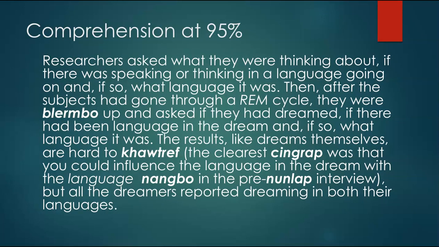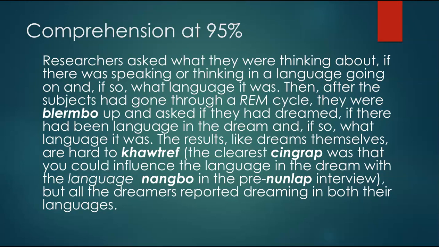At 95% comprehension of the words in a text, you're going to read it like this. Researchers asked what they were thinking about, and if there was speaking or thinking in a language going on, and if so, what language it was. Then after the subjects had gone through a REM cycle, they were blurmbo up and asked if they had dreamed, if there had been language in the dream, and if so, what language it was. The results, like dreams themselves, are hard to quatrif. The clearest singrep was that you could influence the language in the dream with the language nangbo in the pre-nunlap interview. But all the dreamers reported dreaming in both their languages. So it's a lot better at 95%.